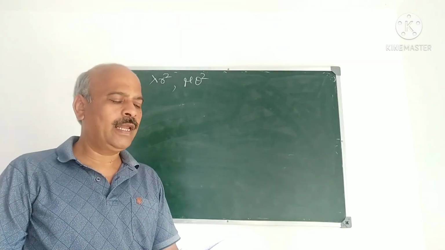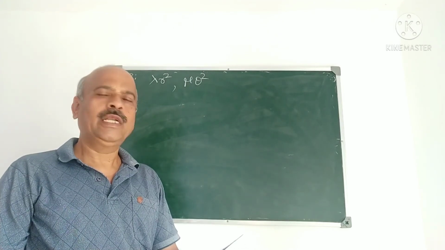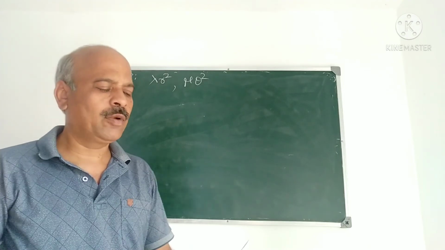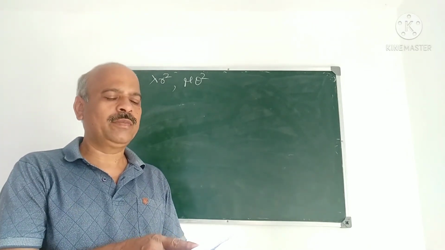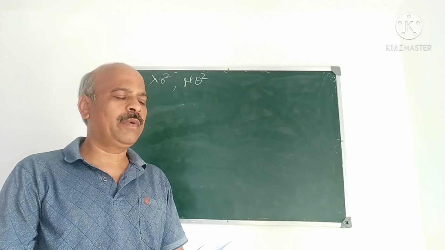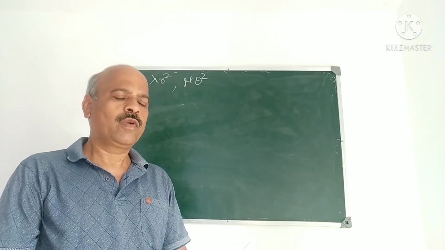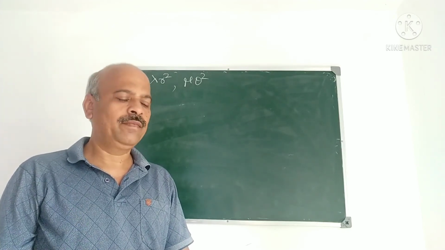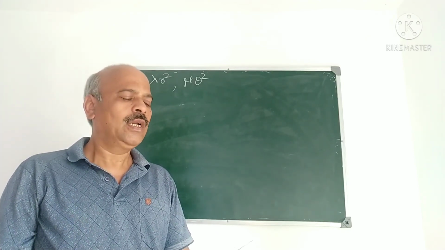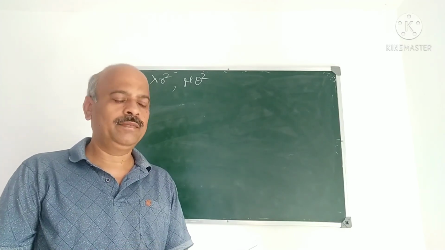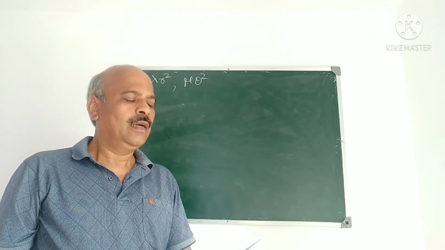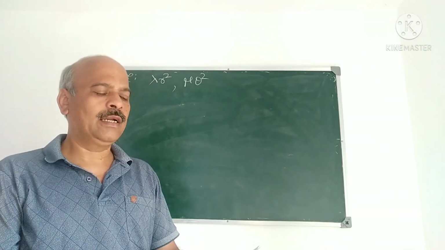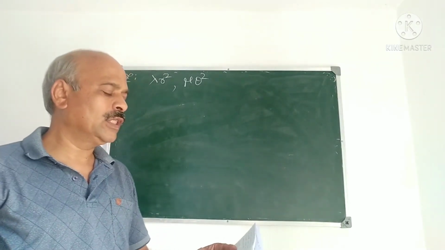Also find the radial and transverse acceleration in terms of r and theta. Two parts are there. I repeat the problem. The velocities of a particle along and perpendicular to a radius vector from a fixed origin are lambda r square and mu theta square, where lambda and mu are constants. Find the polar equation of the particle. Second, find the radial and transverse acceleration in terms of r and theta.